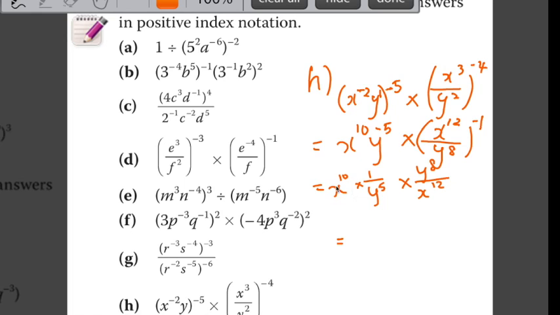So what I've left is 10 in the numerator, 12 in the denominator. Once I divide away, I'm left with 2 in the denominator. Then 8 in the numerator, 5 in the denominator. Once I divide away, I'm left with y cubed on the numerator. Okay, so done.